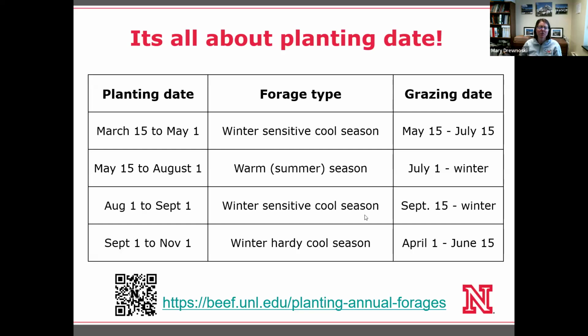But these winter sensitive cool season species, when they're planted in the late summer, will be very high quality. So oats that are late summer planted, so grazing them in the fall, they're going to be very different than when you plant them in the spring. They do not produce as much of the lignin, which means they just are very high quality, very highly digestible.